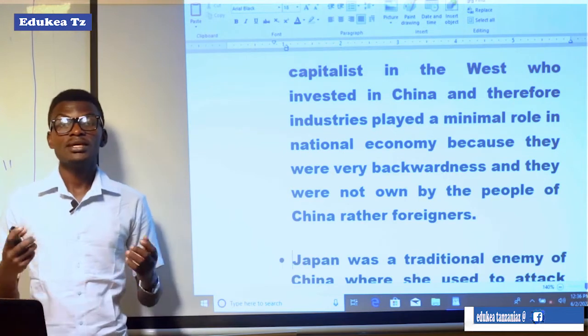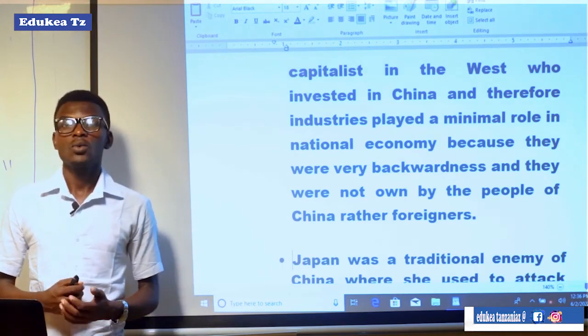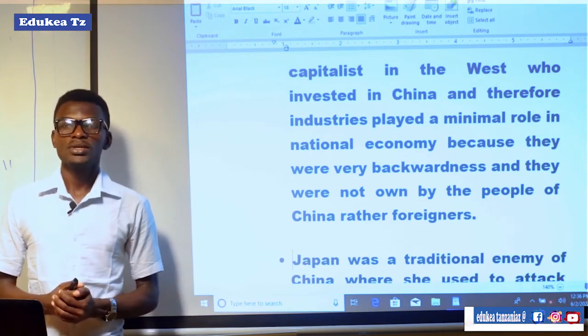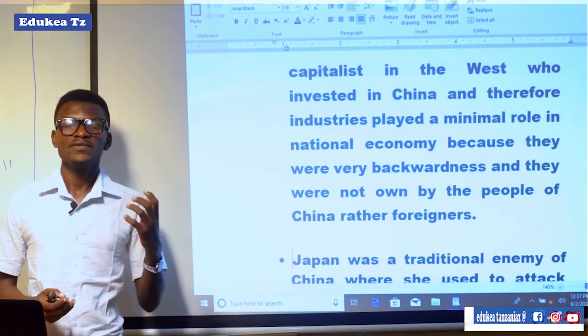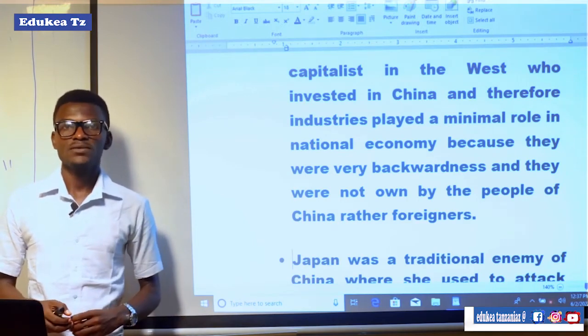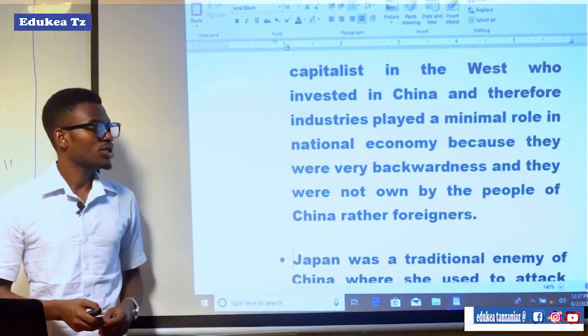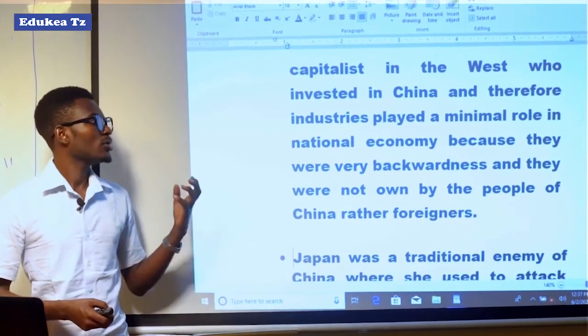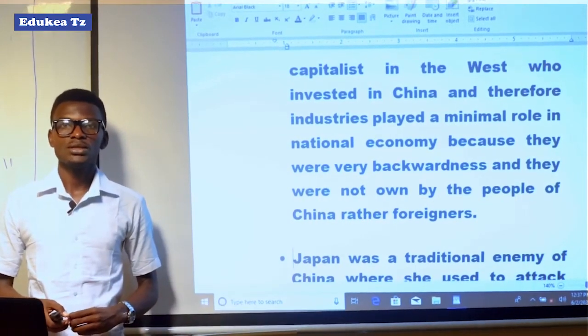To mean that the industrial sector in China was still poor. As you can see, the industries that were in China were invested in by foreigners from the West, and that made the Chinese not depend much on the industrial sector, because it was playing a minimal role in it.